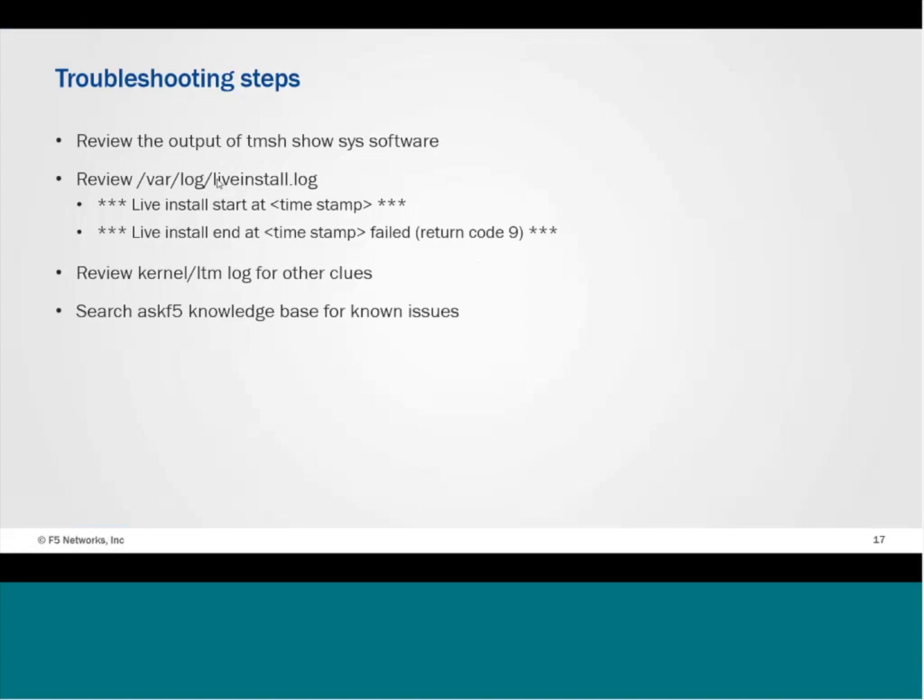Now, the live install started at a certain timestamp. We then look at where it failed and possibly a return code and a reason for the failure might be logged. In this case, a further review of the kernel logs for the out of memory gave us a pointer that the MCP process had run out of memory and had caused it to fail. And then using the AskF5 knowledge base, we then did a little bit of digging to see if there were any existing known issues that might explain what's going on.